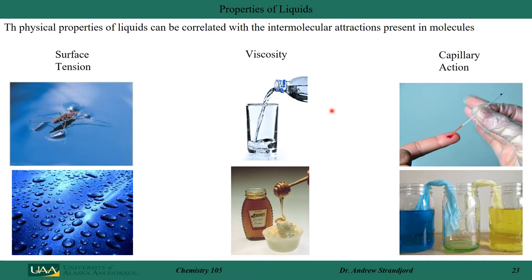We also think about liquids as being either viscous or non-viscous. We consider water, which can pour very easily, as being a non-viscous liquid, whereas compounds like honey are very slow pouring. We call those high viscosity liquids.